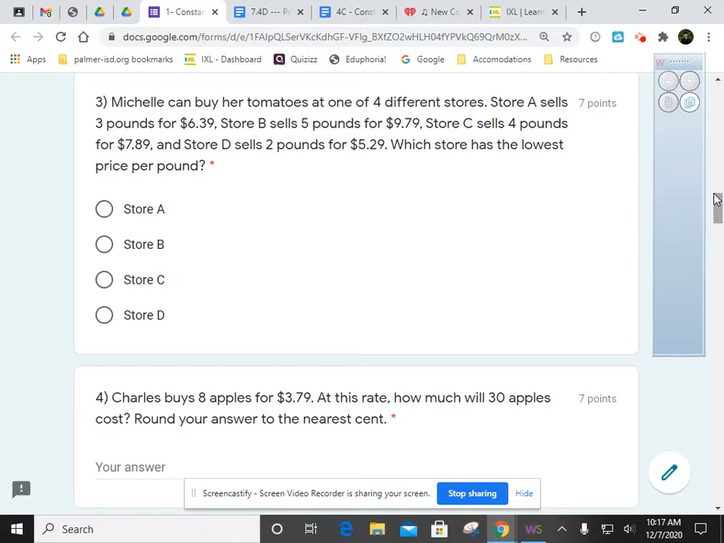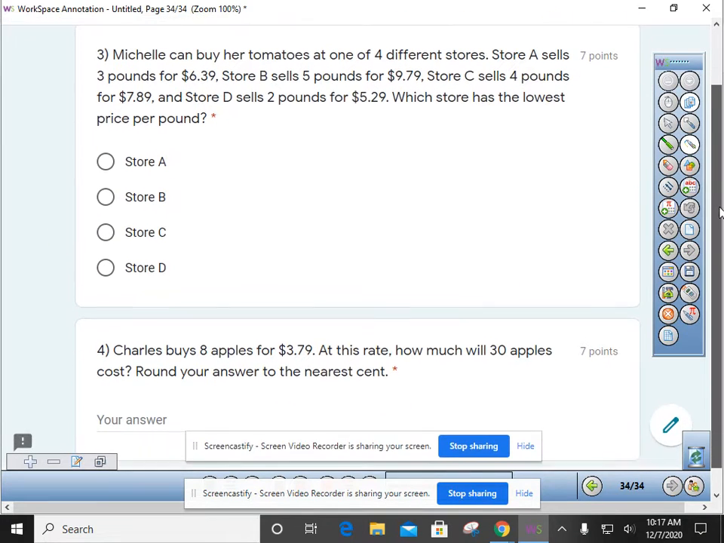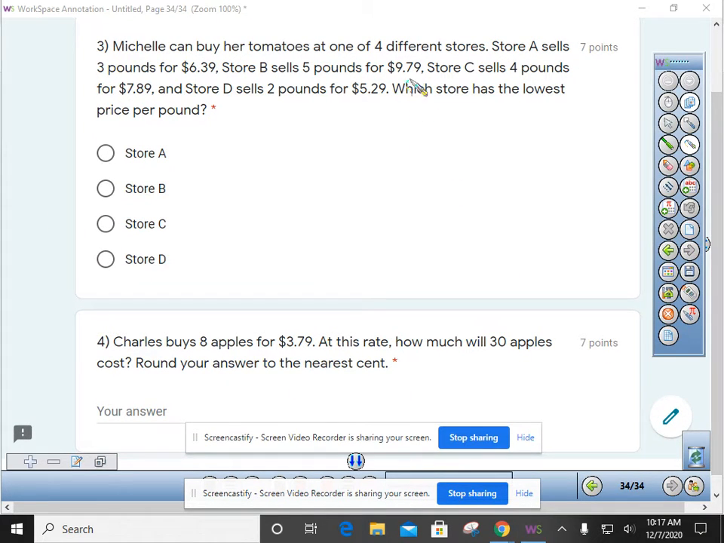Michelle can buy her tomatoes at one of four different stores. Store A sells 3 pounds for $6.39. Store B sells 5 pounds for $9.79. Store C sells 4 pounds for $7.89. And store D sells 2 pounds for $5.29. Which store has the lowest price per pound? If you need to write a proportion, remember you can. The words, pounds over dollars. You're only going to need to write one proportion. You're going to know what to do from then on.